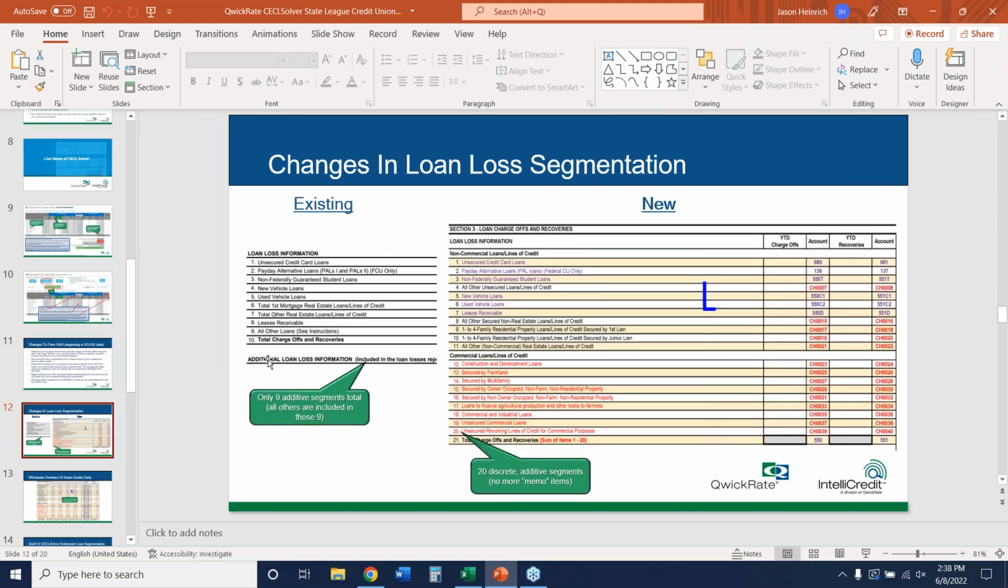Went from these loan segments to all of these, just separating out the commercial lending from the non-commercial lending to kind of coincide more with the banking call report. So while kind of a headache now, at the end of the day, this is going to be a lot nicer, especially for larger credit unions. They'll be able to have their own loss line items there.